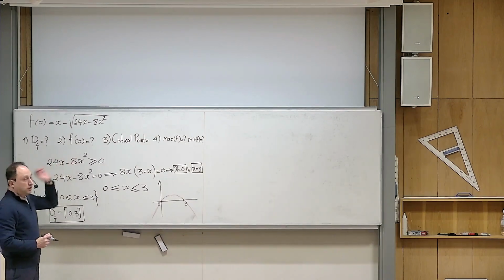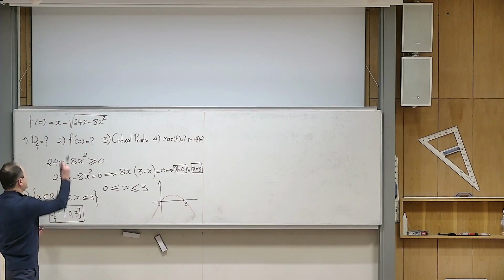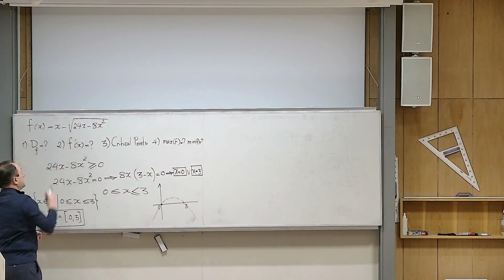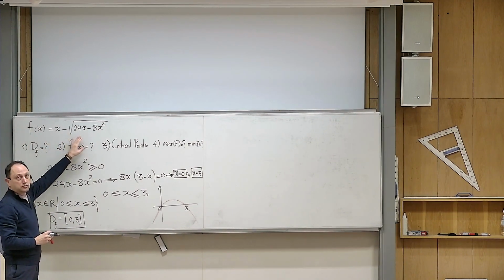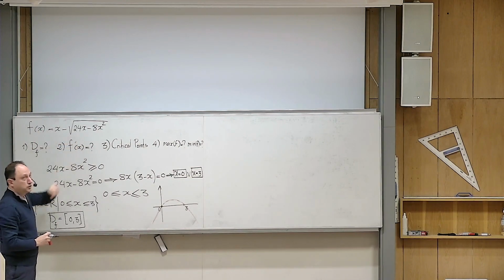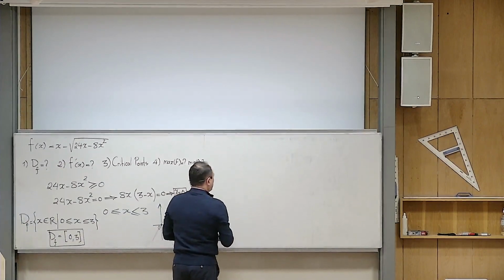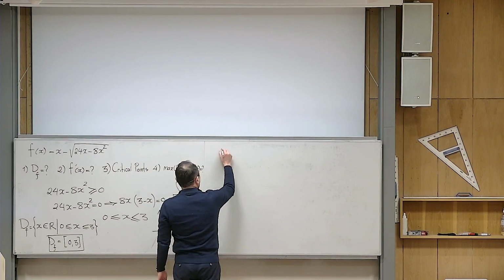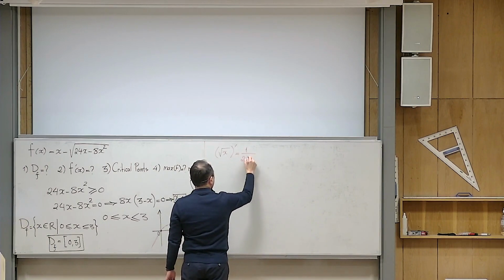For the second part, I'm supposed to calculate the derivative. Okay, so that is the difference of two functions. So if I want to differentiate my function, I differentiate the first part minus derivative of the second part. The derivative of x is, of course, 1. For the derivative of this one, we know that the derivative of square root of x is actually 1 over 2 square root of x.